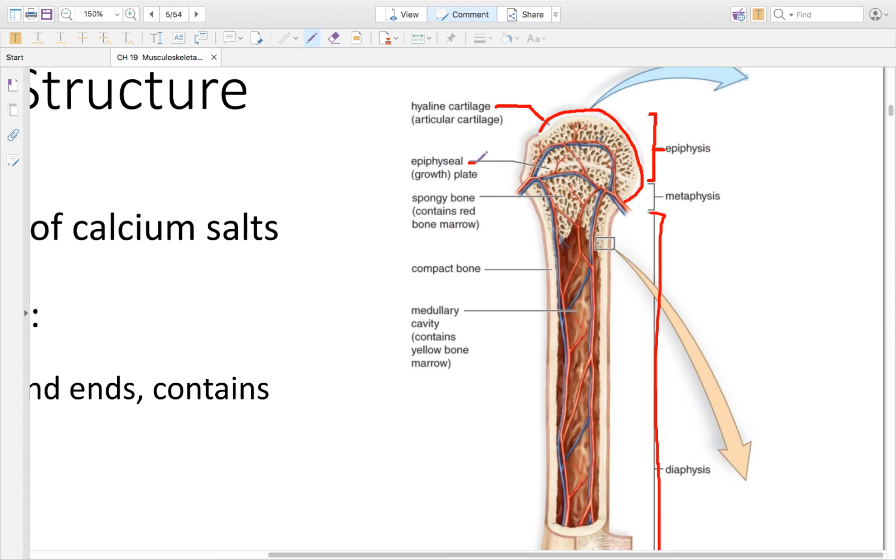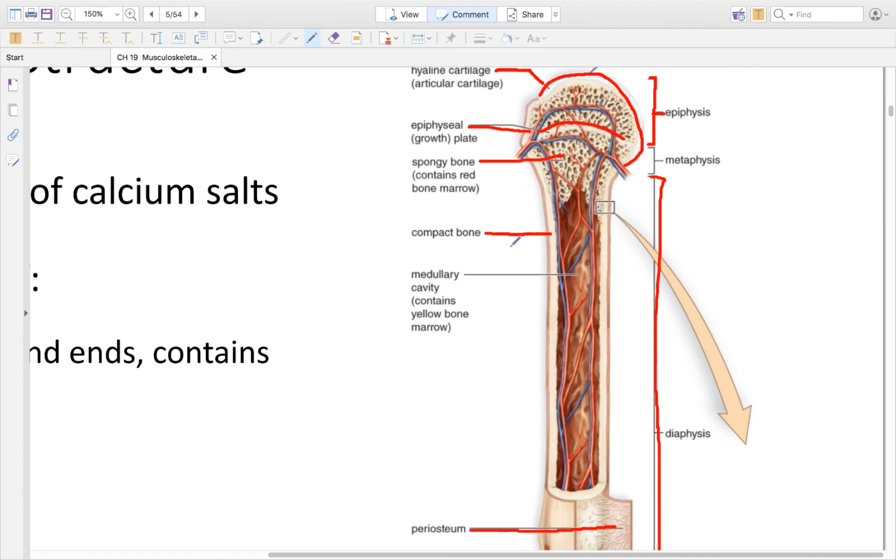Now, if you look closely here, you'll see this line. This is your growth plate. More specifically, it's called the epiphyseal plate. Now we said that a long bone is made of spongy bone and compact bone, which is true. The hard, skinny part right here is the compact bone. The spongy bone is called that because it does kind of look like a sponge. This whole area is spongy bone, and it contains red bone marrow.